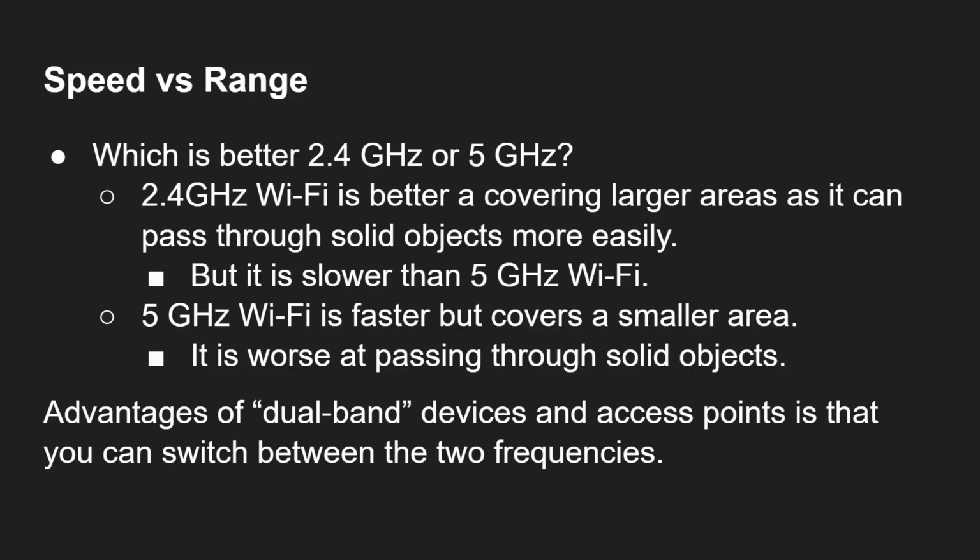And so the advantage, of course, of dual band devices and dual band access points is that you can switch between the two frequencies. So if you've got an access point that's giving you a 2.4 Wi-Fi network and a 5 gigahertz Wi-Fi network, then you can connect to the different ones. If you walk further away from it, maybe you can switch to the 2.4 and still get connection, but you're going to drop your speed.